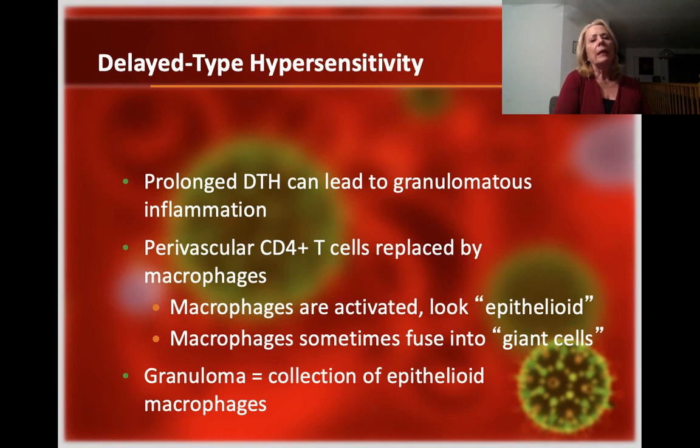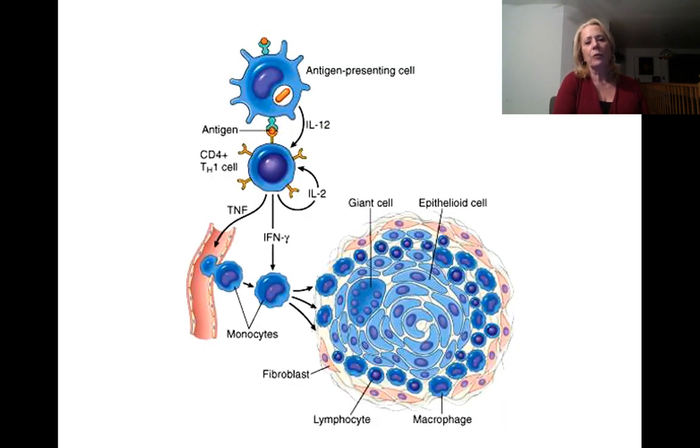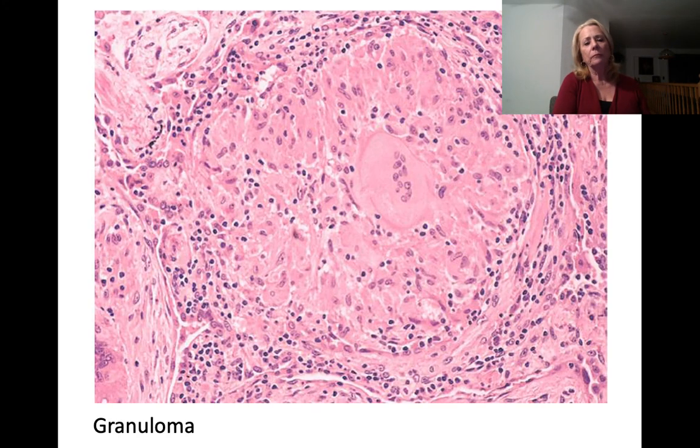By the way, with the delayed type with the granulomas, you can also have macrophages that sometimes fuse, and then you get what are called giant cells. You can tell when you're looking under the microscope that you have these giant cells. And so that's what you're looking at here. These are macrophages that have actually fused. So they call it a giant cell granuloma. And again, this is a granuloma right here. All these little black dots, these are all macrophages.